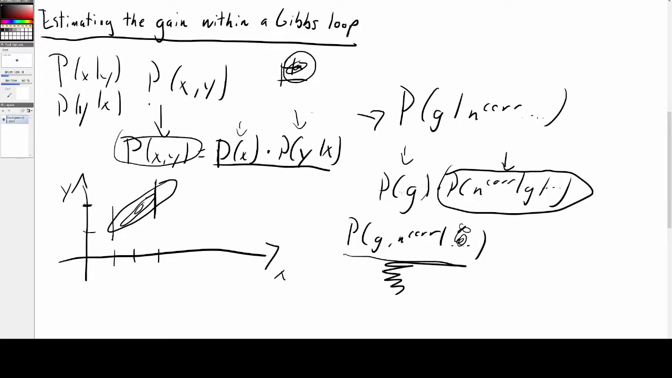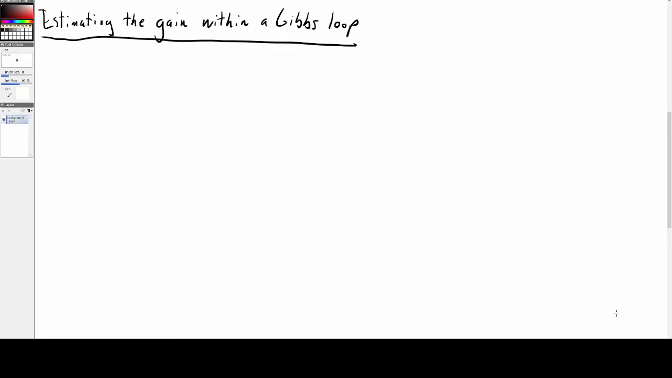Basically, right after we sample the gain, we need to sample the correlated noise. So our current task is to figure out a way in which we can draw a sample from the conditional distribution of G given all of the other quantities. I'm just going to dot them here, and including the data.